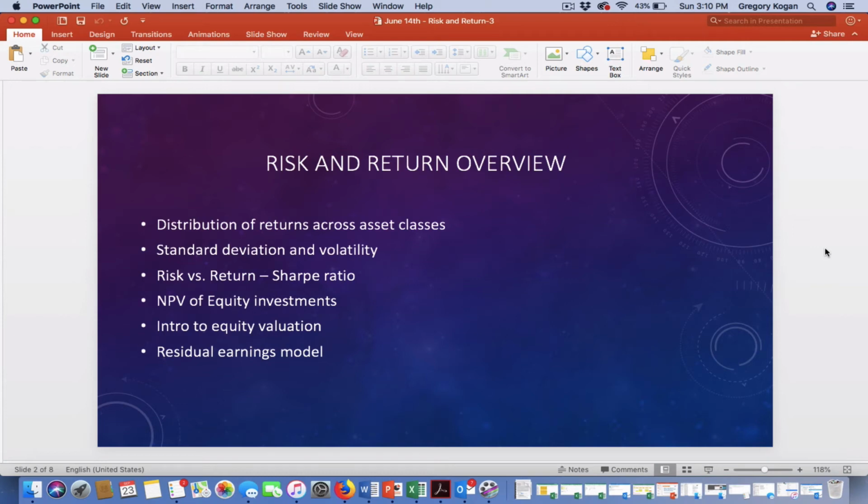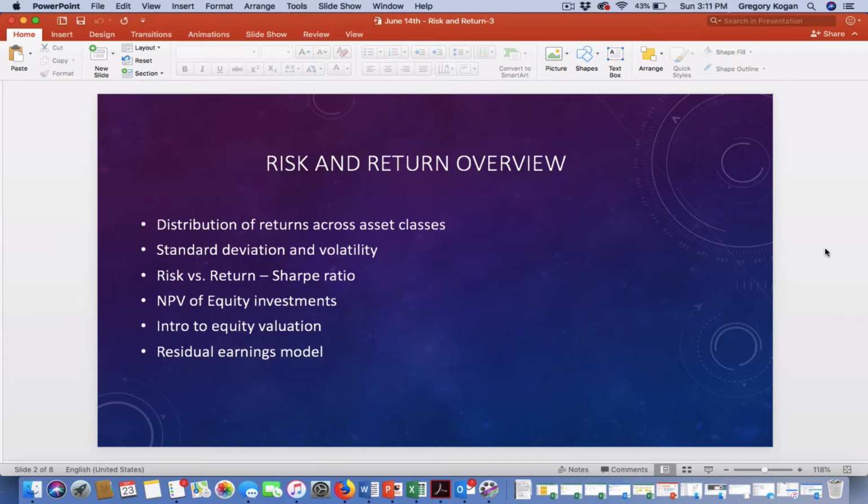Hi everyone, we're continuing this week with risk and return for the overview. And in this module, we're going to go over the distribution of returns across asset classes, standard deviation and volatility, risk and return, the Sharpe ratio, the NPV of equity investments, intro to equity valuation, and the residual earnings model.